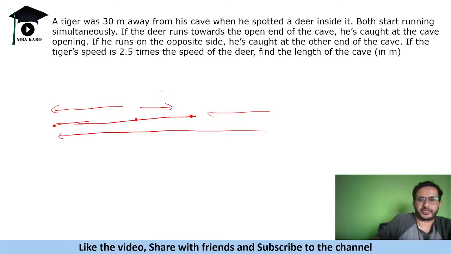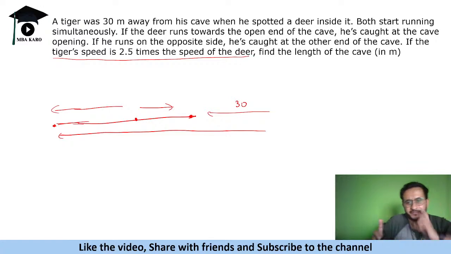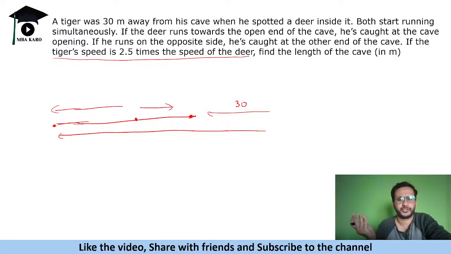Okay. So what it is given that the tiger is 30 meters away from his cave, right? And he spotted a deer. Both start running simultaneously. The deer runs towards the open end of the cave. He's caught at the cave opening, right? So suppose he is running towards this side. Okay. So he's caught here, and we are given that the tiger's speed is 2.5 the speed of the deer. Okay. So we know that distance is directly proportional to speed.